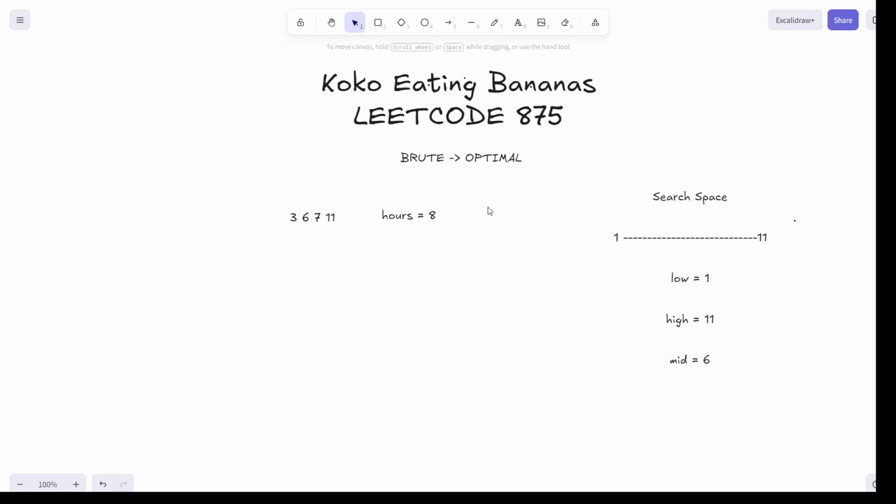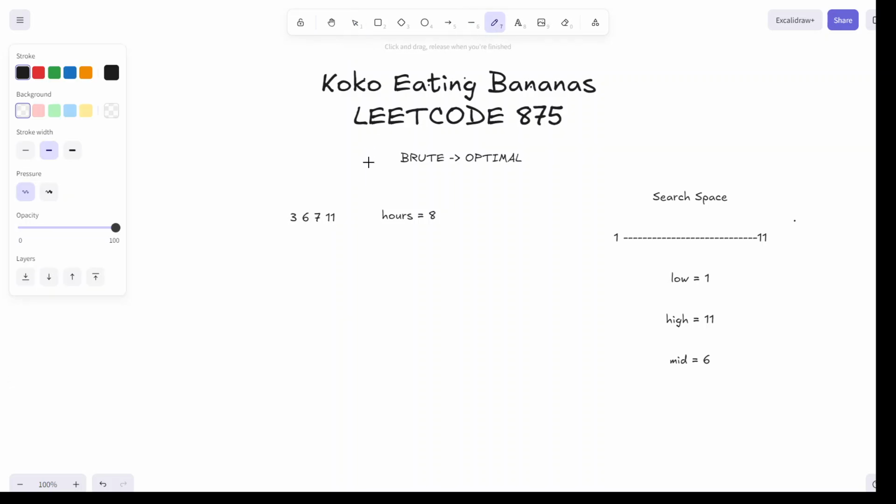So the optimal approach follows binary search as we talked about. Basically it's binary search on answer. You will get to know why this is on answer. The highest number of bananas was 11. In the brute force, what we did was we tried each possible answer that we could get: 1 banana per hour, 2 bananas per hour, 3 bananas per hour, until 11 we did it. So this was brute force.